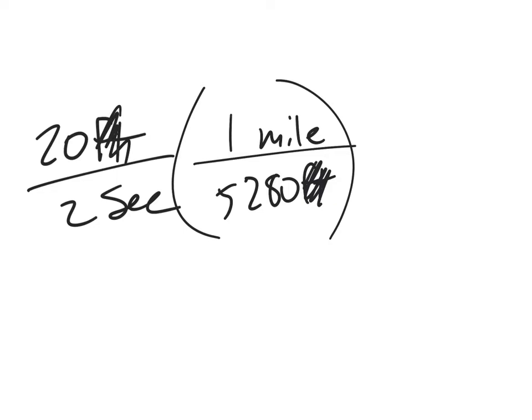5,280 feet in a mile. I know it's kind of a pain. I wish we just used the metric system. I really do. I don't hate our system or anything, but if you haven't figured this out, metric is a lot easier. Everything's either a 10 or 100 or 1,000. It's all nice round numbers. But we have our system, and it's the way it is.